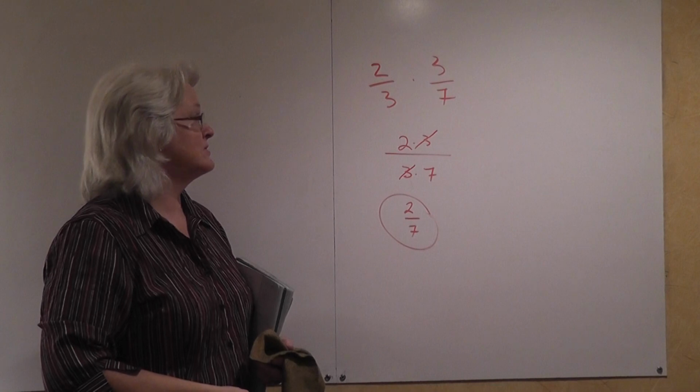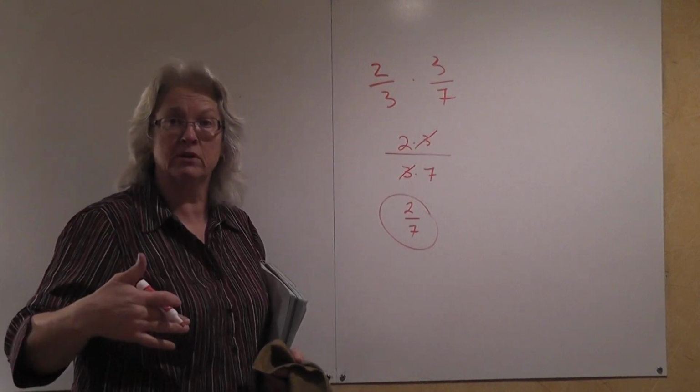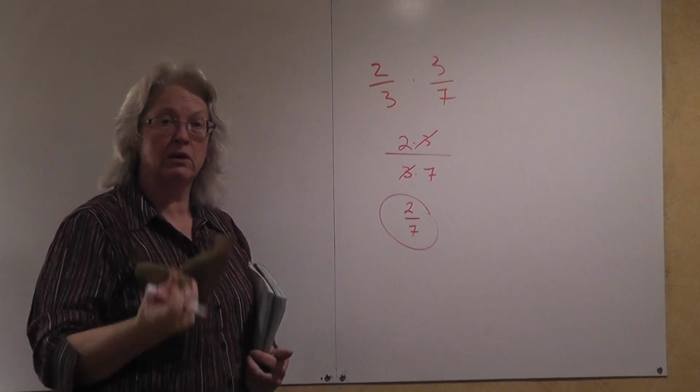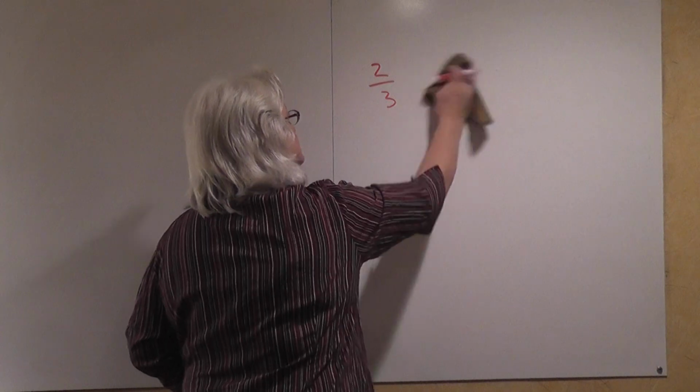2/3 times 3/7 is 2/7. You don't have to go at 6 times 21 and then go backwards and reduce. So in our lesson today, we're going to see how that works with rational expressions.